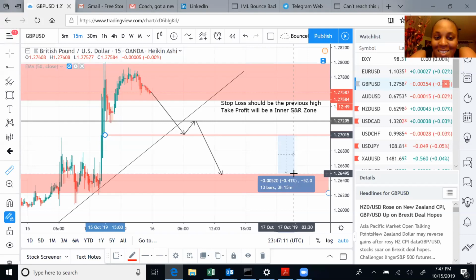Y'all be stalking these trades. We don't want to create stalkers of the charts. You need to get confident about your trades. Set the trade and leave. Set the trade and leave.